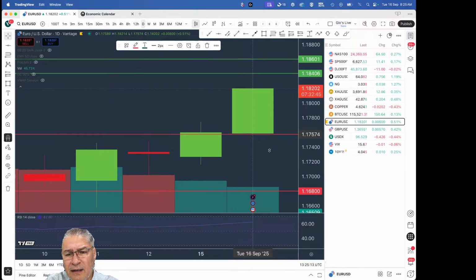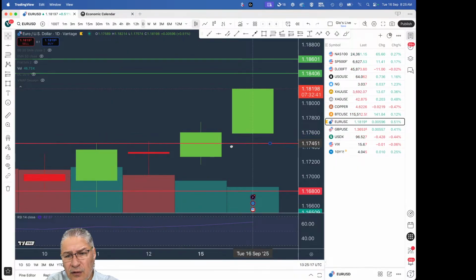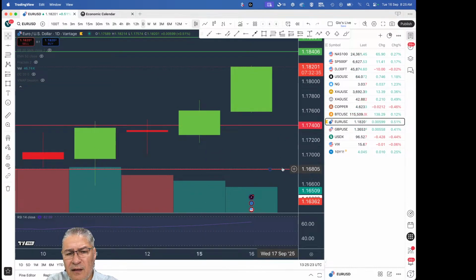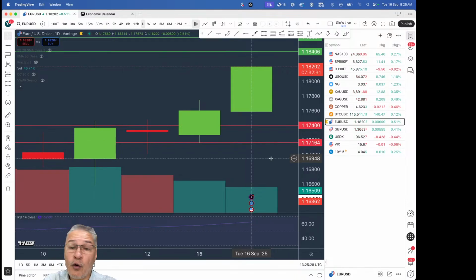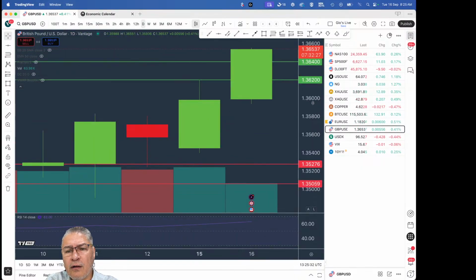That was a good push by the euro, given that the dollar index continues to decline, and it's going to continue to decline. Until when? To where? We don't know. So looking to obviously continue to go long the currencies.